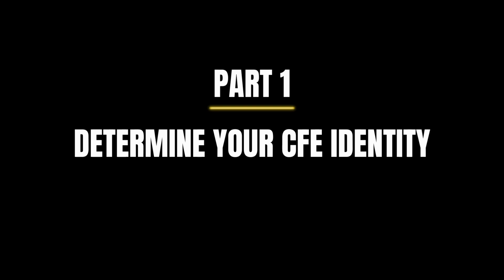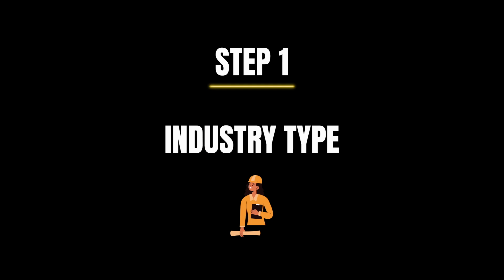Let's talk about it. Part one is to determine your CFE identity. And there's 5 steps to determining your CFE identity. Step 1 is the industry type. You want to go into funding with the mindset of funding. Everybody picks a business and goes out there and starts operating, and then they go to the bank and wonder why they're getting denied for funding. It's because you're not structured for funding.